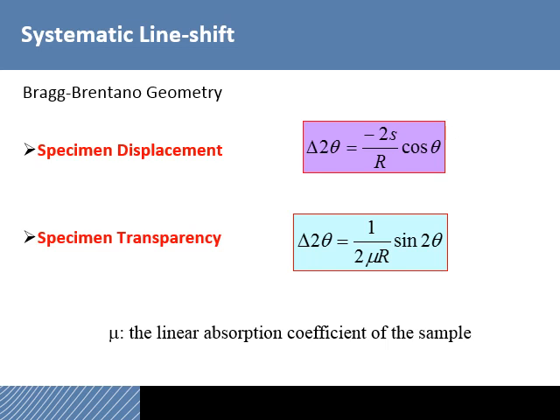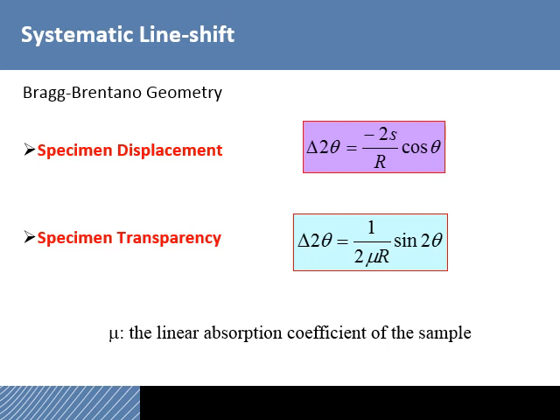Similarly, there's what's referred to as specimen transparency. Same basic concept of displacement. You can get a shift to the right or a shift to the left of your sample based on specimen transparency. And what specimen transparency is, different compounds have a different linear absorption coefficient. The linear absorption coefficient of a sample is the ability of the X-ray to actually go through that material. A low value means that it's relatively transparent, which is the mu value down there.